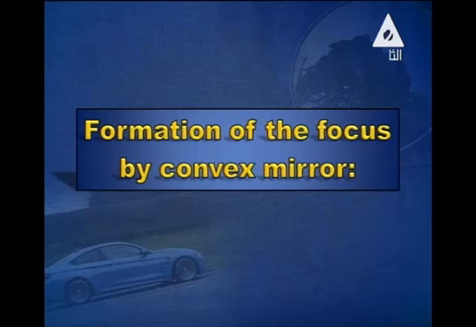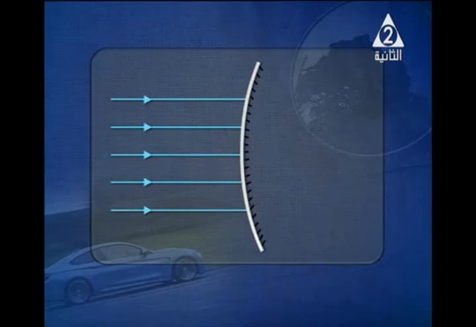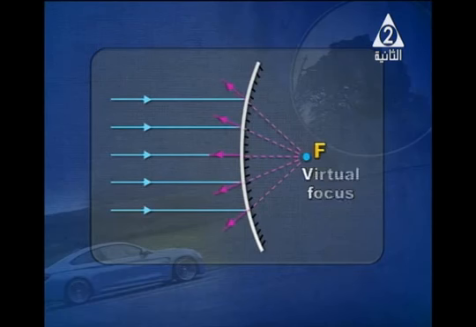Formation of the focus by a convex mirror. These are light rays which are incident parallel to the principal axis of the convex mirror. These rays will be diverged after falling on the reflecting surface of a convex mirror. After taking the extensions of the diverged light rays, the focus is formed, which is a virtual focus.